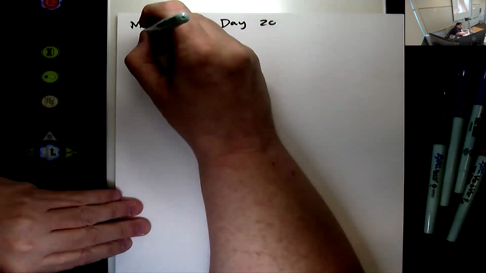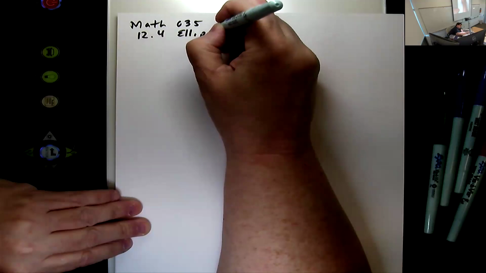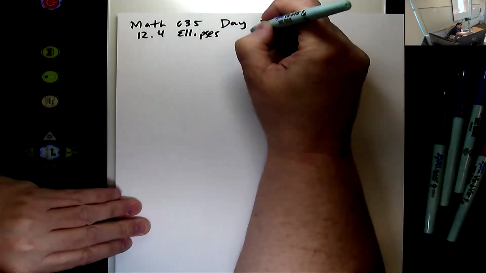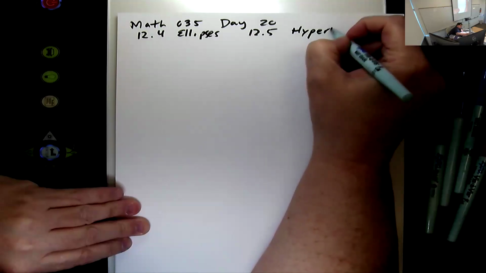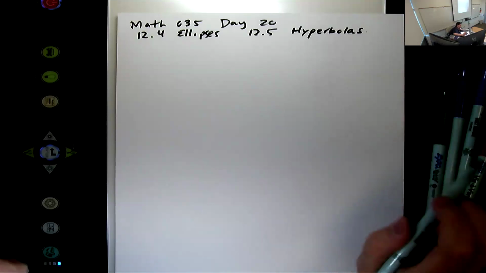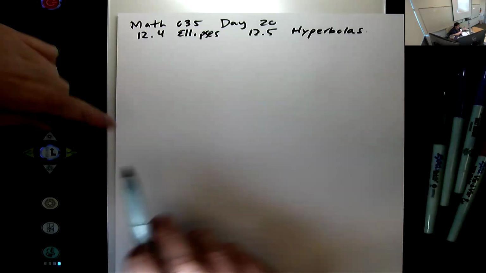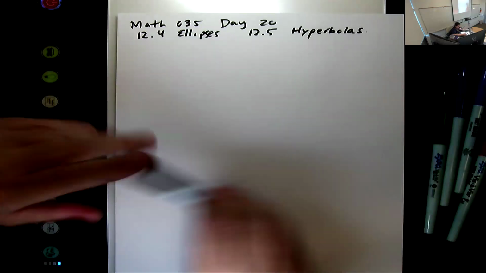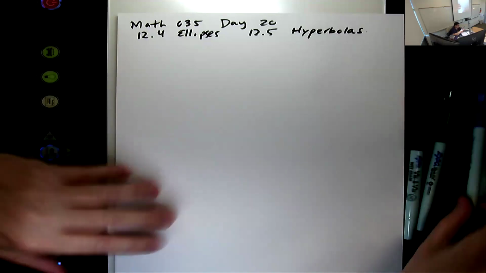Today we are doing 12.4, which is ellipses, and 12.5, which is hyperbolas, which have very similar equations, but drastically different graphs. The ellipse also has an equation that's pretty similar to a circle. So let's start off talking about a circle.